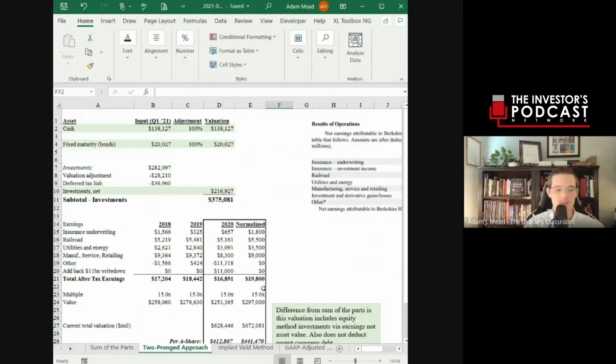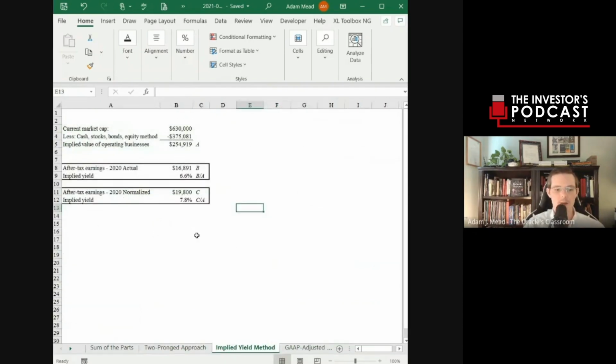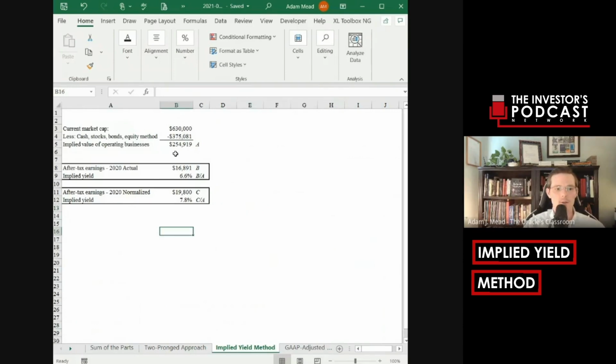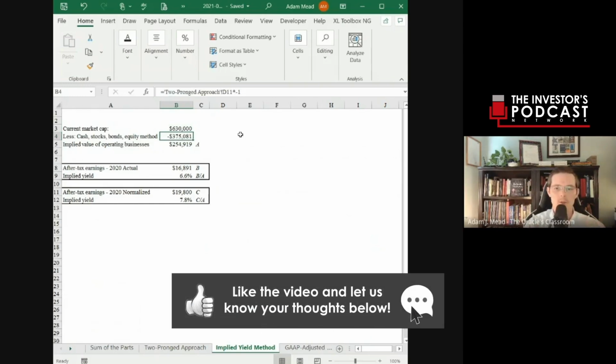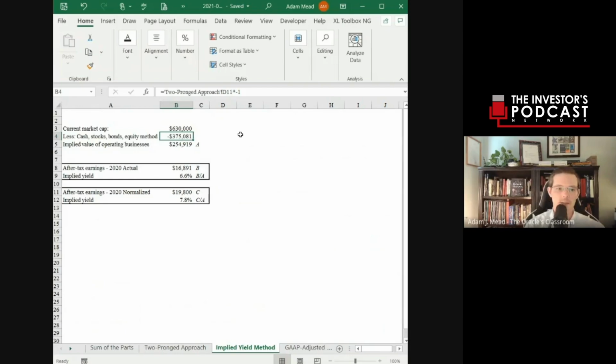A variant of this, so this is sort of like 2B here, is what I've called the implied yield method. And so I take Berkshire's market cap. I'm assuming that this bucket of cash, stocks, bonds is worth 100 cents on the dollar. If I were to buy Berkshire Hathaway in its entirety and pay the 630 billion that the market implies it's worth today, I could sell all of this other stuff, get 375 billion, and I'd be left with a cost of 255 billion.